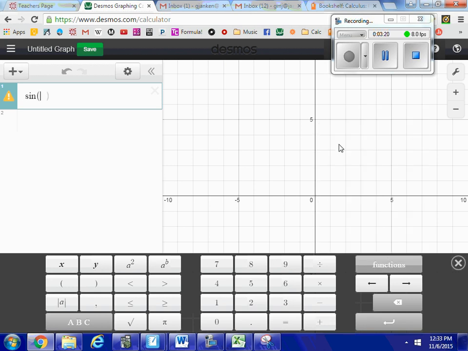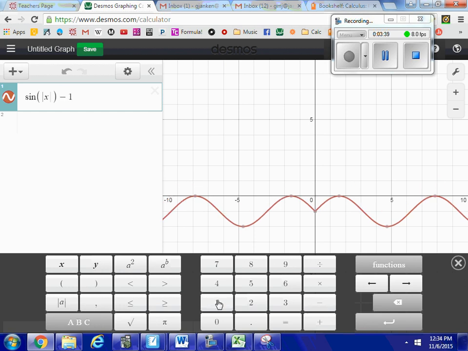So I want the sine, and I want the sine of the absolute value. So I'm going to go back to my functions, I think. No, absolute value of x, and then I want it to be minus 1. So minus 1. And there's the function.